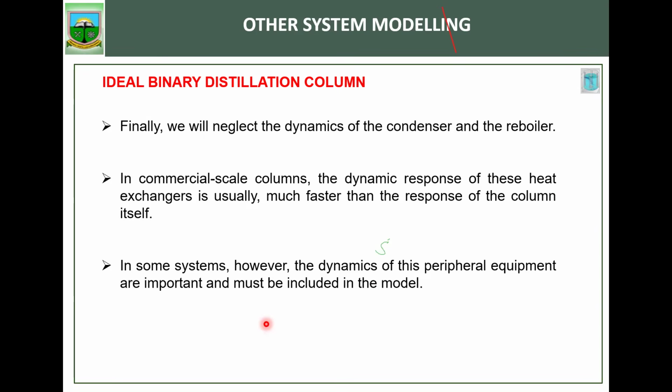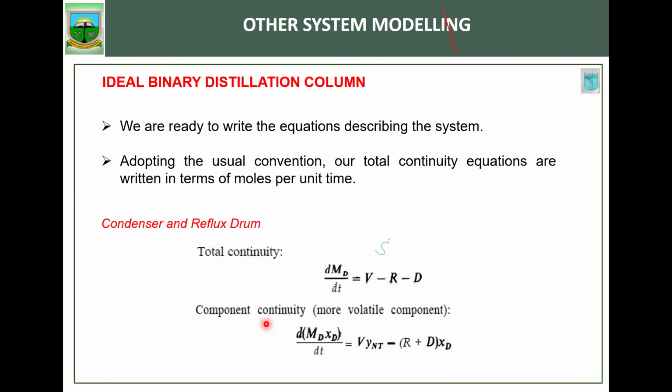Finally, we will neglect the dynamics of the condenser and the reboiler. So for any changes, we assume that the reboiler is working perfectly. The condenser is also working. But in commercial columns, the dynamics in these processes must be well considered. So now let's go straight into the model.